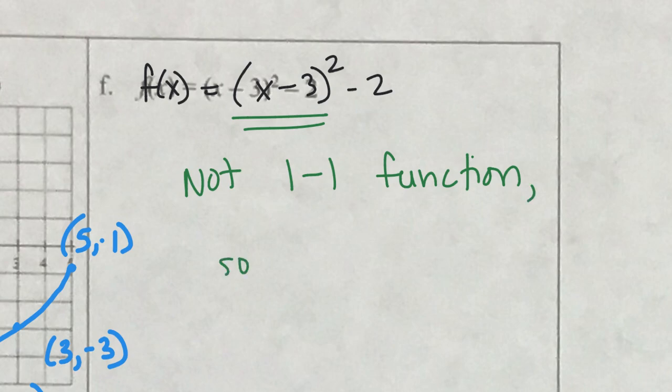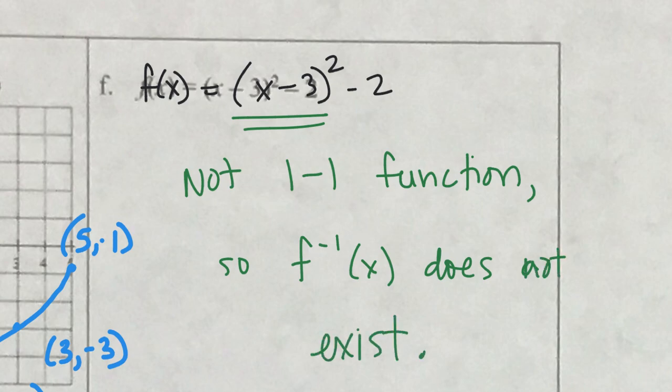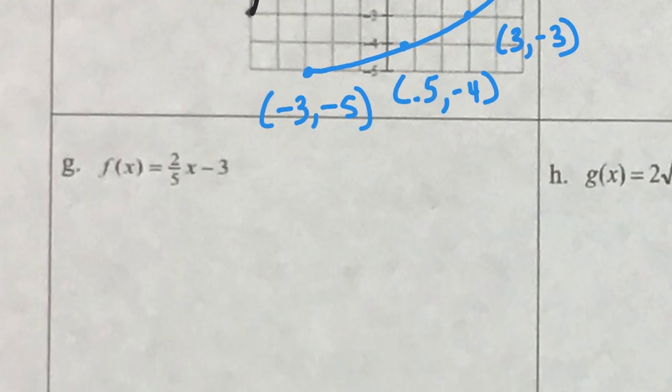So f inverse does not exist. It's not actually going to be a function. No quadratics that don't have a domain restriction. If we had a domain restriction on there and it wasn't an actual U, then you would have an inverse function, right? Okay, so let's see, what else do we have here?